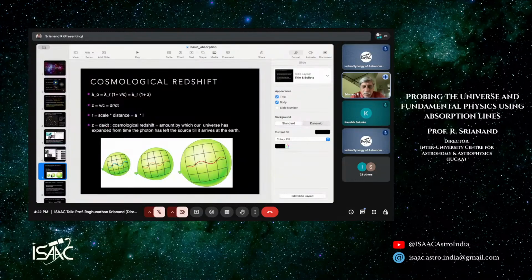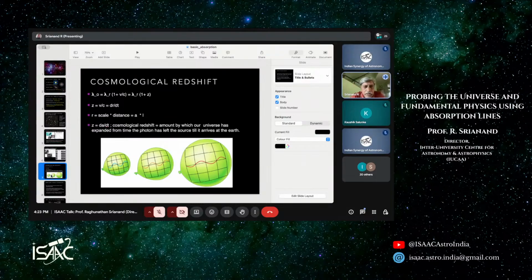In the measurements, we can also write it down as lambda naught as lambda r into 1 plus z, where z being lambda naught by lambda r minus 1 is the measurable quantity which you can measure, right? Z being the quantity which you can measure based on what is lambda naught and what is lambda r. So now we can look at what is z.